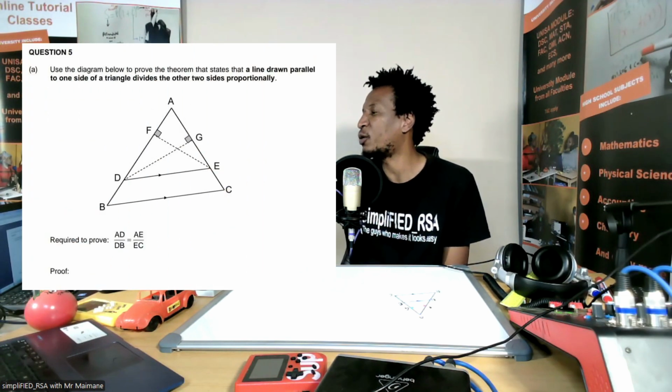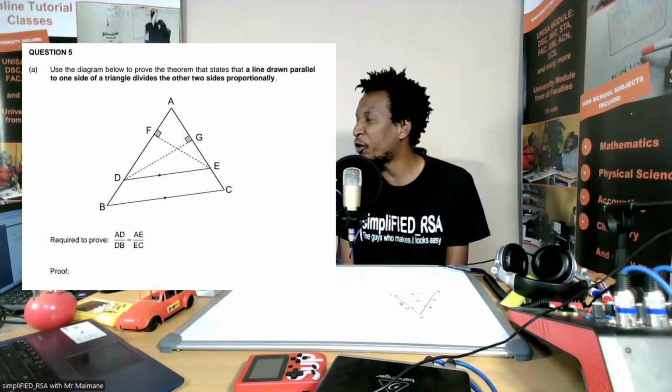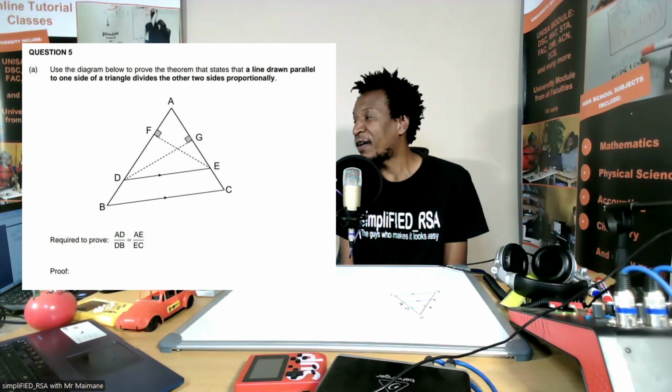Probably we're going to have an example as we go, but let me present our question for today. So here is our question for today. The question reads, number A, we have to use the diagram below to prove the theorem that states that a line drawn parallel to one side of the triangle divides the other two sides proportionally.